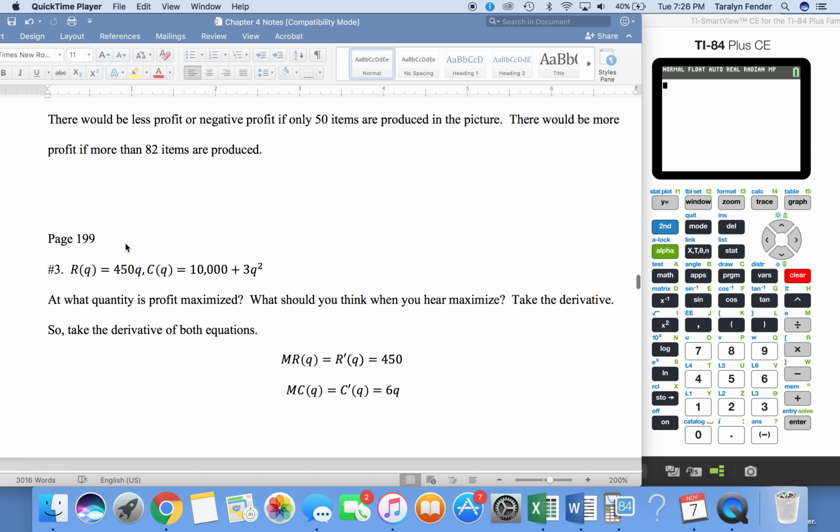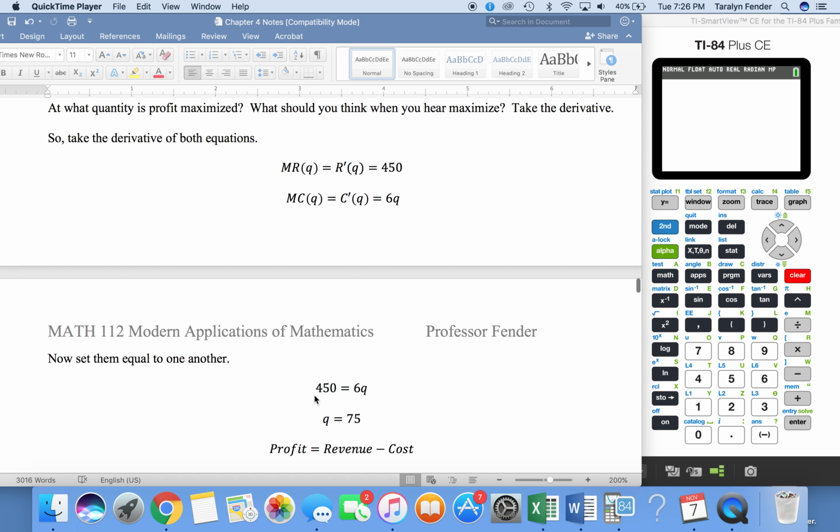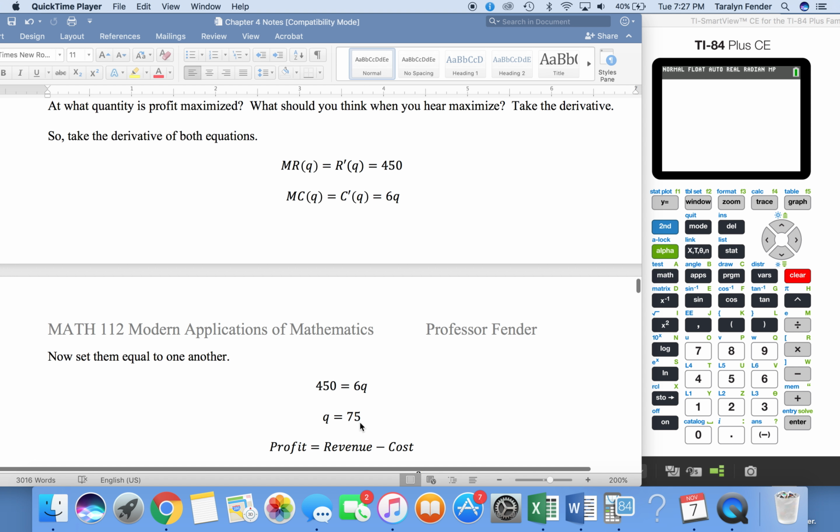On page 199, problem number 3, we have the revenue function and the cost function, and we want to know the quantity at which the profit is maximized. When we hear the word maximize, we think derivative. So take the derivative of both equations, marginal revenue and marginal cost, and set them equal to one another and find the quantity at which profit is greatest.